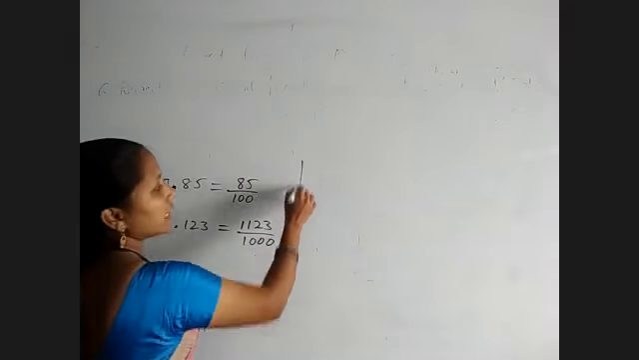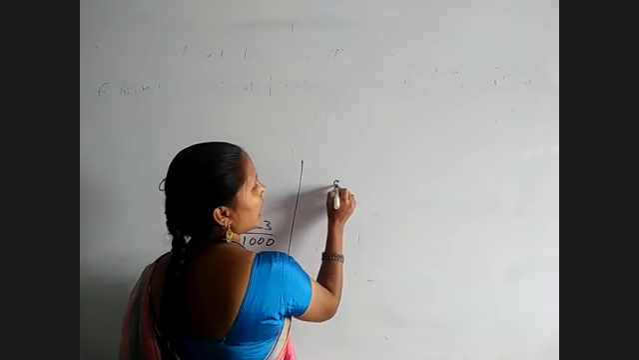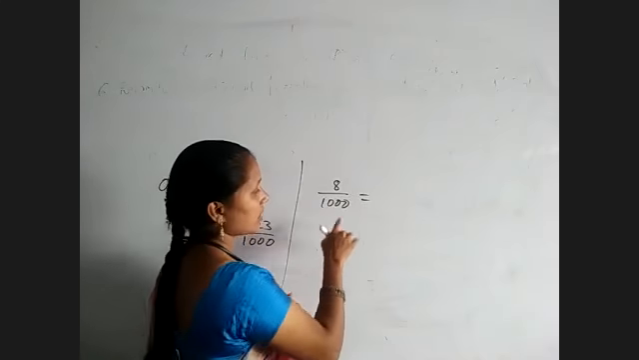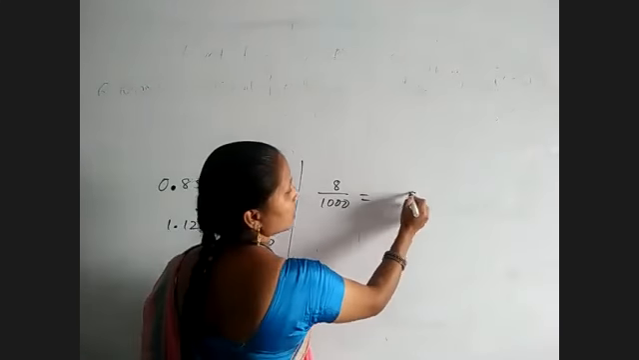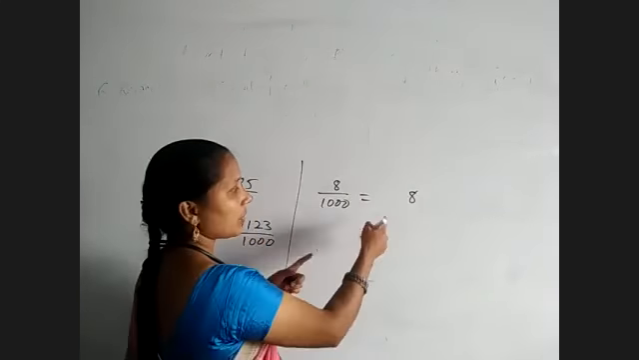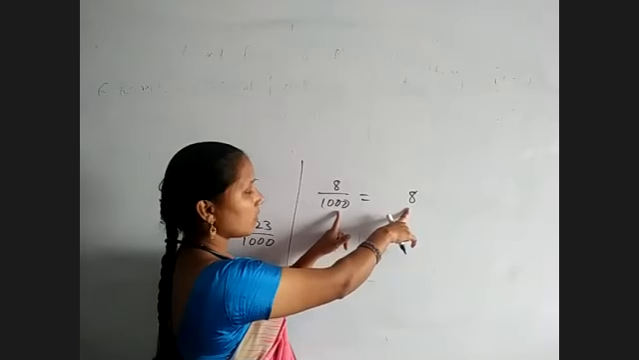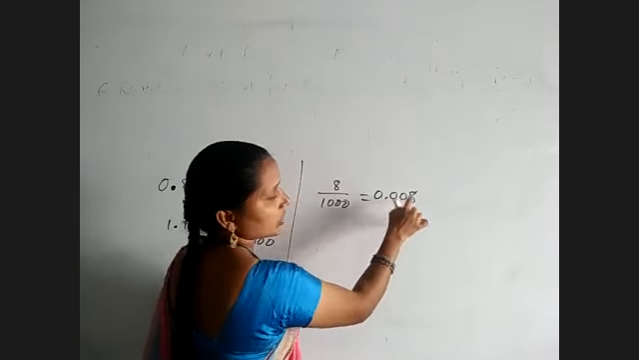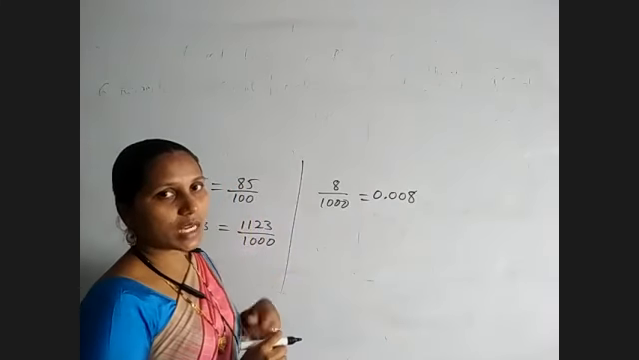Similarly, when a decimal fraction is given, suppose 8 by 1000. In this case, 3 zeros we have. The numerator is only 8, only one digit, but we need 3 decimal digits. So 0.008. Okay, like that we must convert.